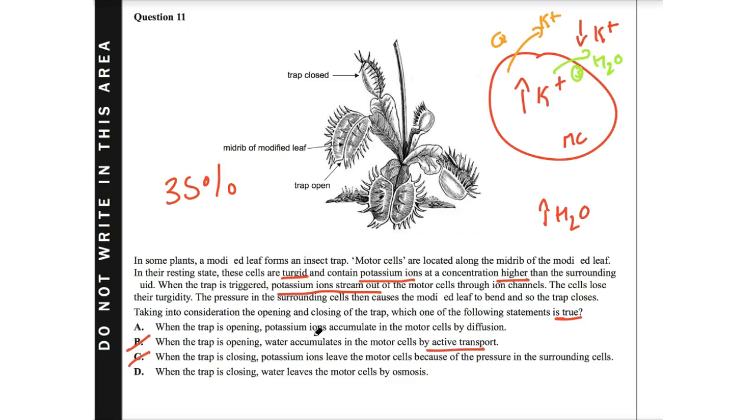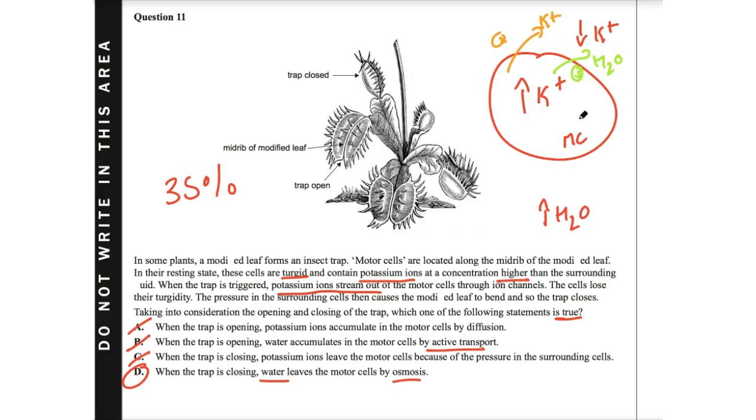So C is incorrect. When I look at D, when the trap is closing, water leaves the motor cells by osmosis. And that actually seems to be correct because we know osmosis is true for the movement of water. And what we see is when K+ leaves, the cell loses its turgidity, which means that H2O must exit that cell. And if H2O is leaving, it loses that turgid nature, and therefore D is actually correct. And then we get rid of A given that D is correct.